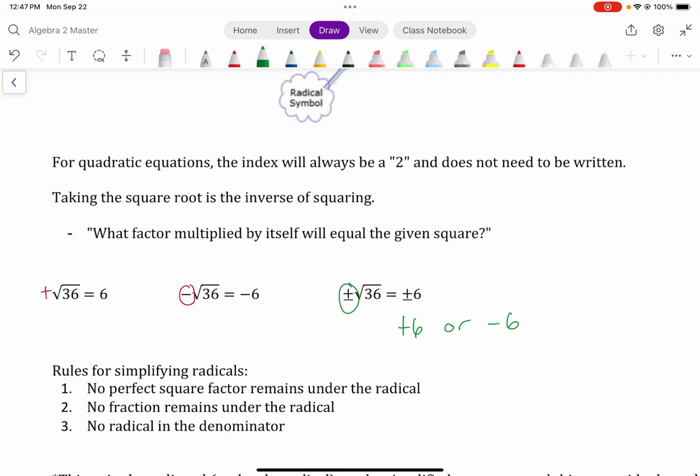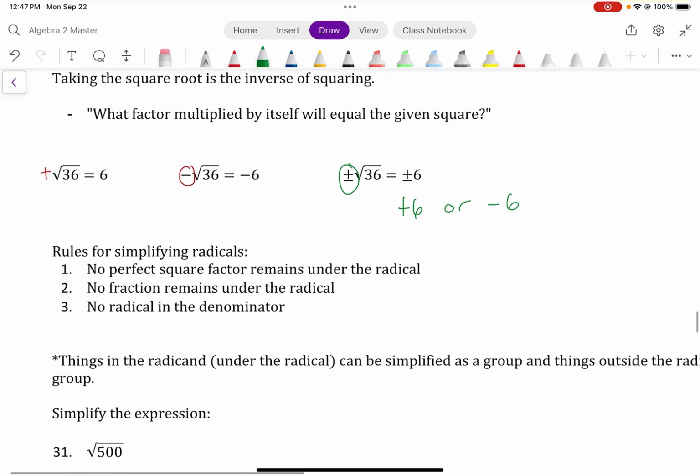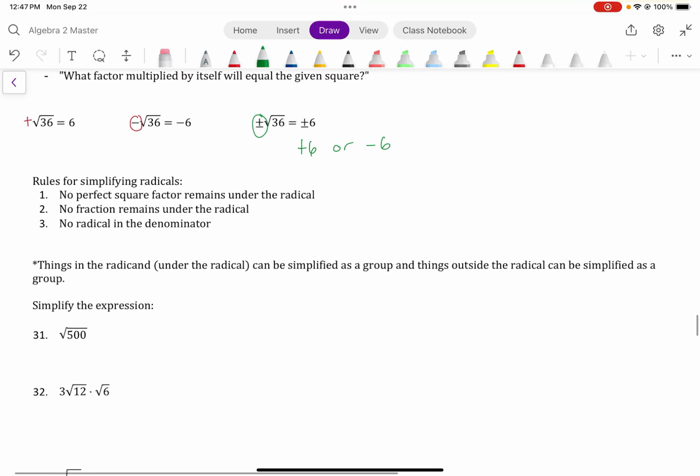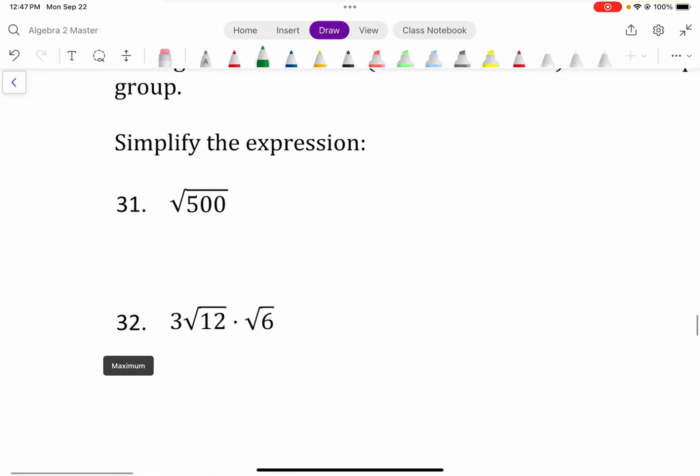You will need to be able to simplify your radicals. In order to simplify your radicals, there can be no perfect square factor underneath the radical in the radicand. There are no fractions in the radicand, and there's no radical in the denominator, the bottom part of a fraction. When you're adding, subtracting, multiplying, dividing, there are different rules that take place. If you are multiplying things together, the stuff in the radicand goes with the other stuff in the radicand. The stuff outside goes with the stuff outside. So we'll do a couple of these really quick.